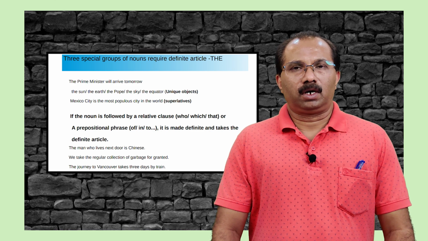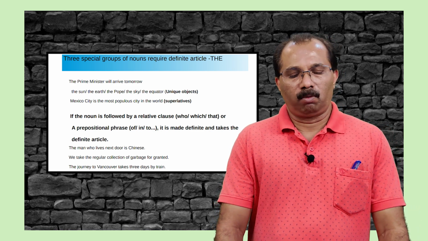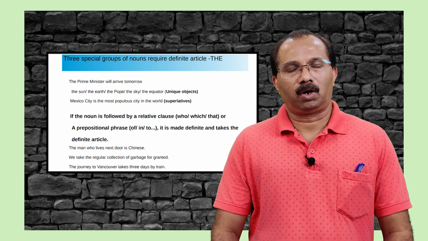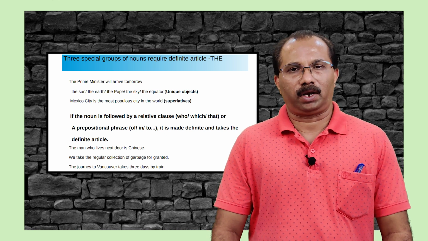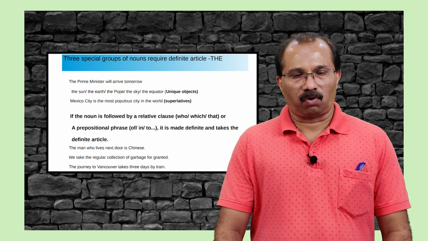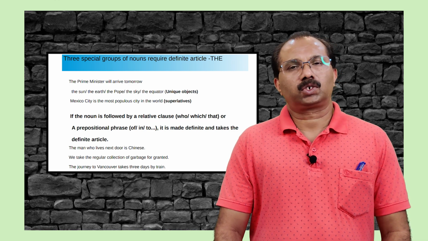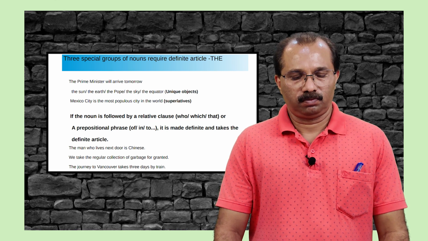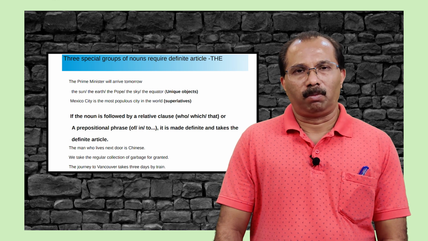Now another important thing that you have to bear in mind is that if the noun is followed by a relative clause, which you might have learned about in your 7th standard classes, with who, which, that, etc., or a prepositional phrase, for example, of, in, to, it is already made definite and takes the definite article. Through some examples I will make it clear.